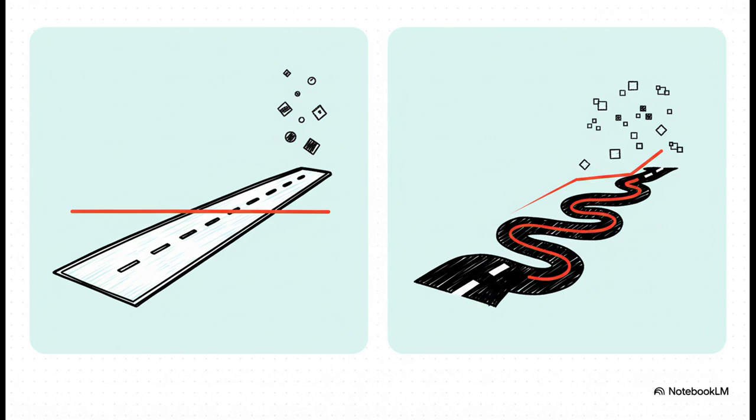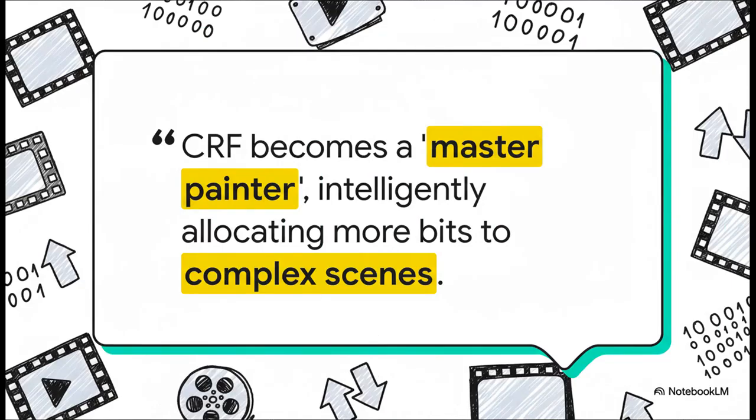But then you have constant rate factor, or CRF, and oh boy, is it smarter. And this quote just nails it perfectly. Instead of dumbly targeting a file size, CRF targets a consistent level of visual quality. It acts like a master painter, giving more paint, more data to the complex, fast-action scenes that need it and using less on the simple static shots. This is exactly what we want. It's the pro standard, hands down.